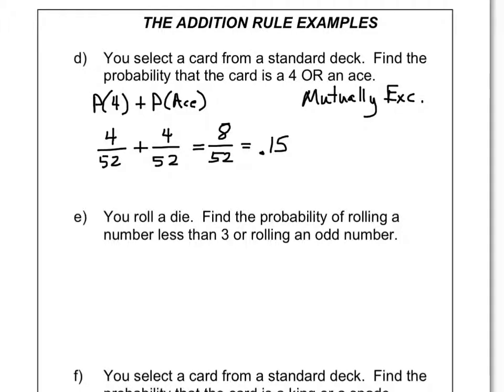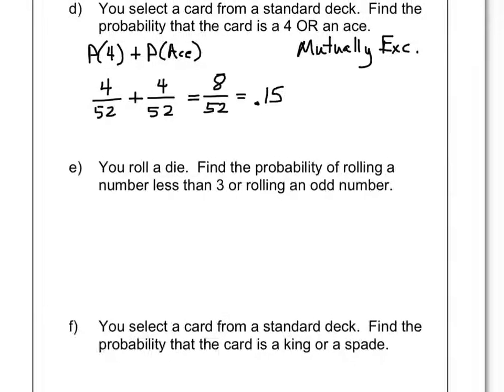Okay, let's take a look at letter E now. You roll a die. Find the probability of rolling a number less than 3 or rolling an odd number. A lot of times when I look at problems like this, what I like to do is list out what the possibilities are. So the probability of me rolling less than 3: what is less than 3 on a die? Well, I've got a 1 and a 2. Those are the only two numbers less than 3.